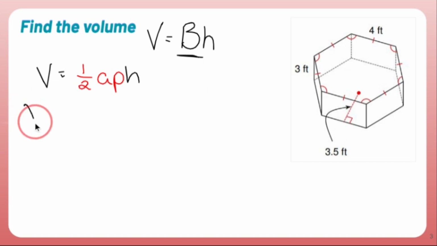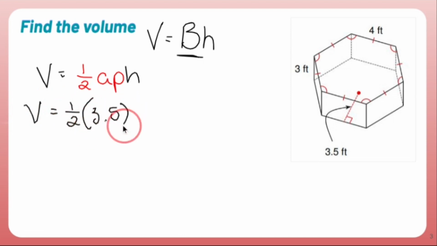So if I wanted to find the volume of this, it's 1/2 times the apothem, which is 3.5, times the perimeter. Now what we have is a hexagon, which means there's 6 sides. All of these sides are 4 feet. So the perimeter is going to be 4 feet 6 times. So that's 4, not 0.4, times 6. Now we're going to multiply that by the height, which appears to be 3 feet.